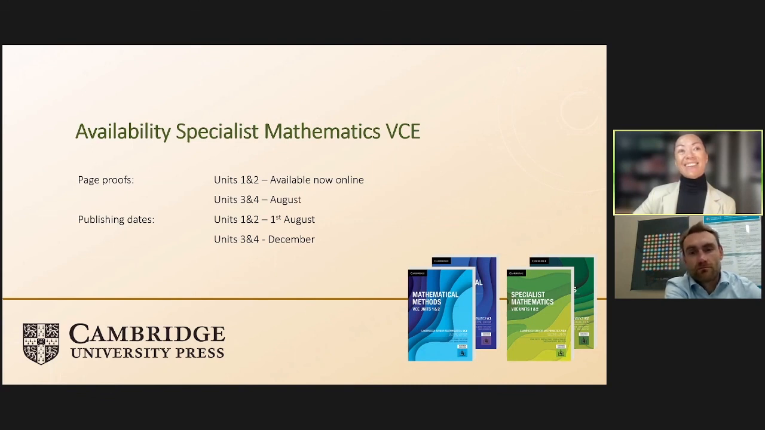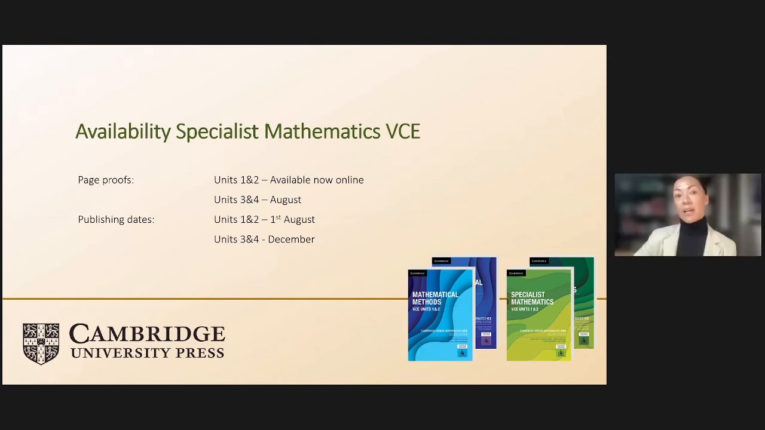So the page proofs for specialists, again, units 1 and 2 are ready. So have a look online. They're available via our website. Follow the link on there. But I'm sure that we'll also be able to add a link to that inside the email that we send out to you too, if you wanted to wait for that. The units 3 and 4 page proofs, August, and publishing dates, again, looking good. 1st of August for units 1 and 2, and 3 and 4 in December.